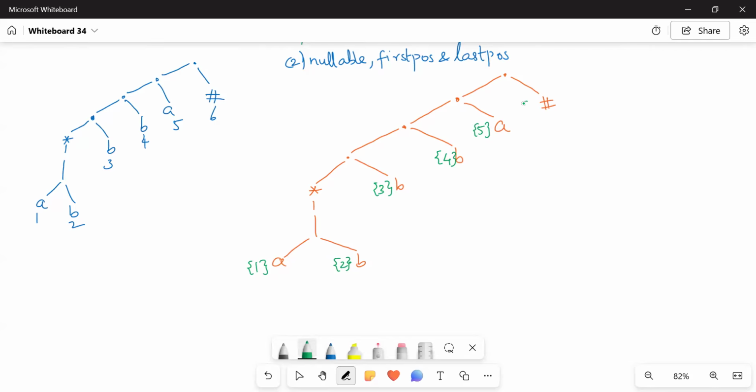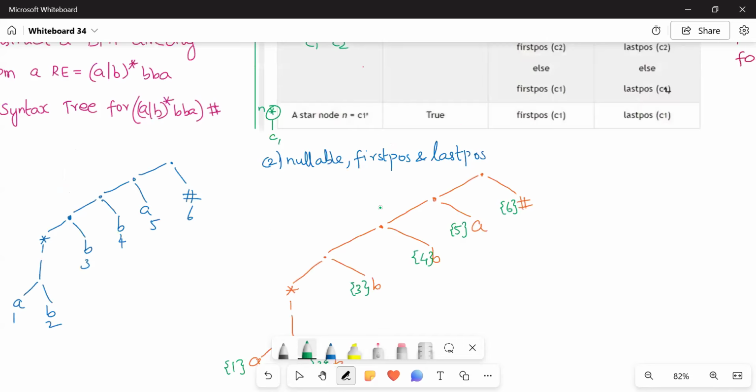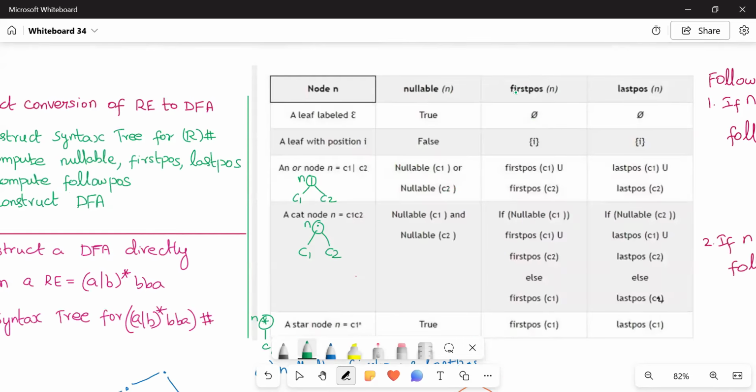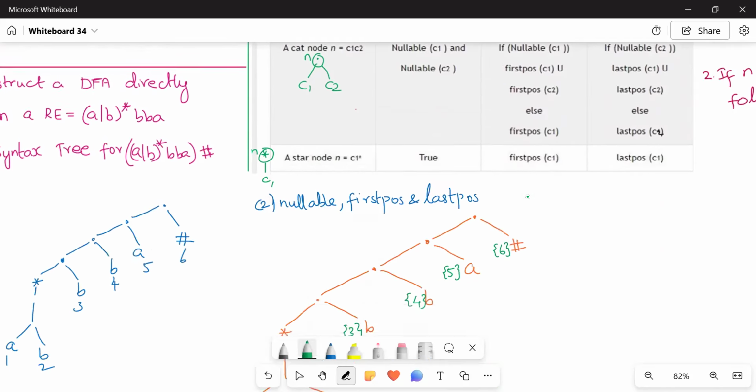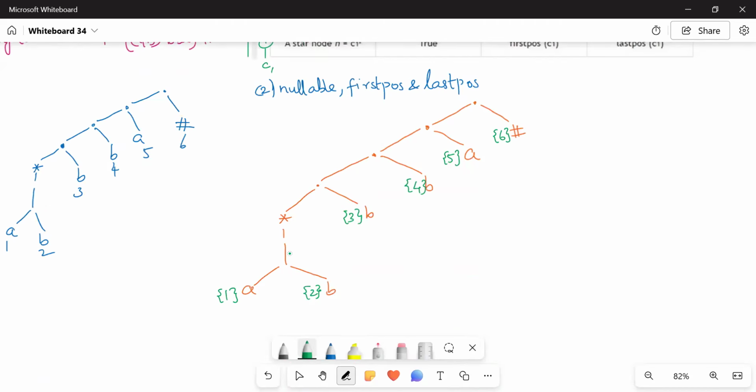And here 6. Okay, then we need to consider all the interior nodes. So now this is the R node. To find first position for R node, first position of N will be first position of C1 union C2, right? So first position of C1 for this node is this one, A, and first position of C2 will be 2. So we have to perform union of these two.